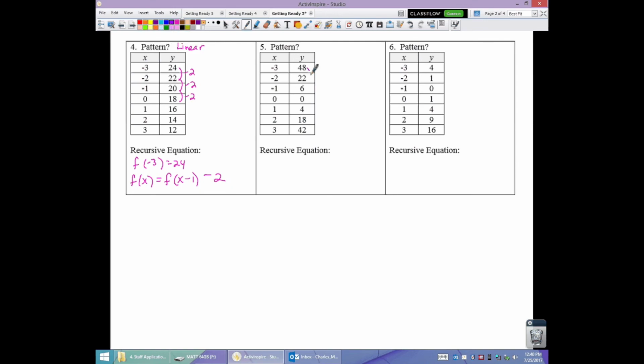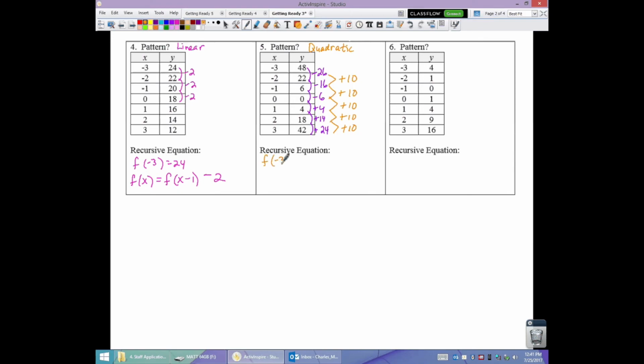Number 5. From 48 to 22 goes down 26. 22 to 6 goes down 16. Then we're down 6. Then we're up 4, up 14, and up, what is that? That's 24. So we have a linear pattern in our first differences, and our second differences just keep adding 10. So once again, what we're seeing here is a linear first difference in purple or a constant second difference in orange. Either way, we call that a quadratic function.